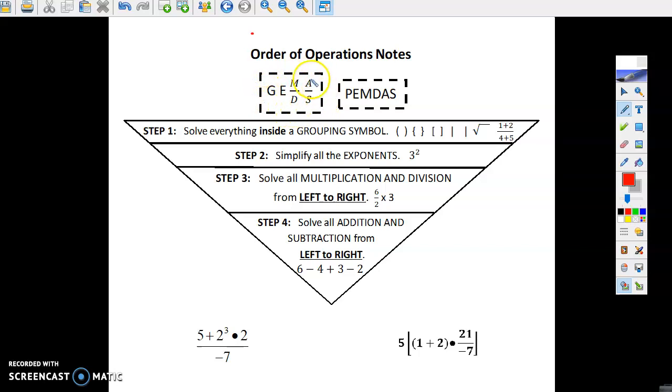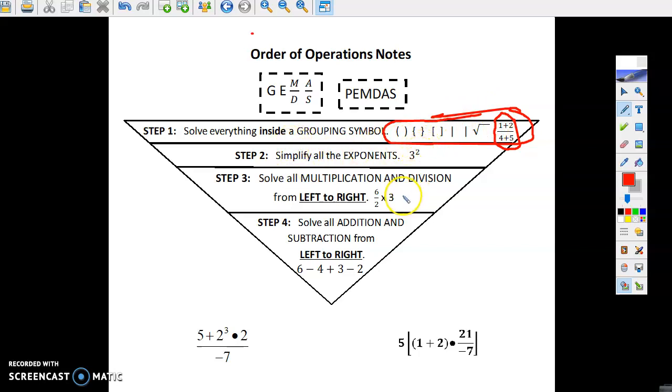GEMDAS, this on the left part, is similar, except now we're changing the P to a G to include grouping symbols, which include all of these guys. So now a fraction means grouping symbols, square root symbol, absolute value, brackets, parentheses. All of those need to be done first, inside of those grouping symbols.